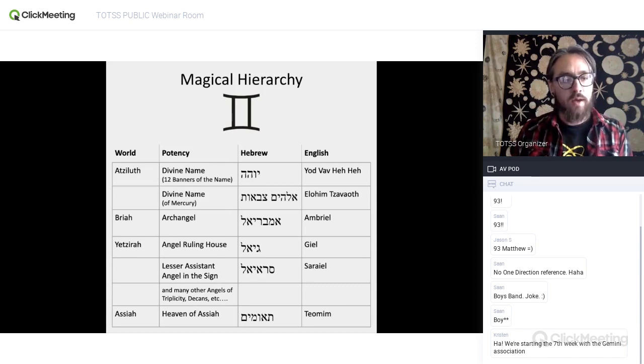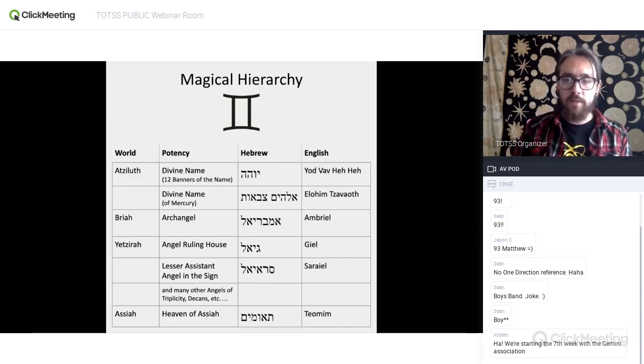And then for Yetzirah, again, there are lots of different Yetziratic names, different angels appropriate to the triplicities and decans, and lots of variations. But the two most important I've given here are the angel ruling the house, which is Giel, I'm saying that right, and then the lesser assistant angel in the sign, which is Sariel. And then I've also included an Assiatic name.